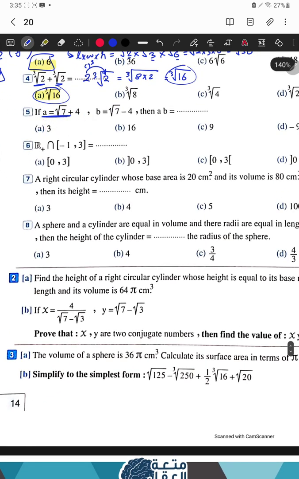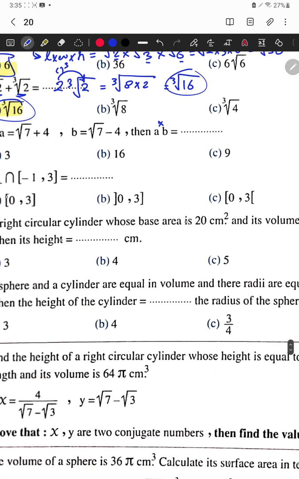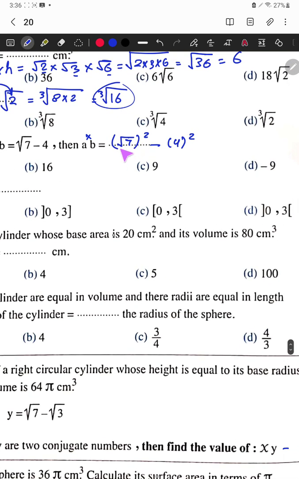Okay. After that, A equals root 7 plus 4, B equals root 7 minus 4, then AB. These are two conjugate numbers. We have studied that if we want to multiply any two conjugate numbers, then we'll get the square of the first minus the square of the second. So the square of the first, root 7 power of 2, minus the square of the second, 4 power of 2. Root 7 power of 2 equals 7, and 4 power of 2 equals 16. 7 minus 16 equals negative 9.